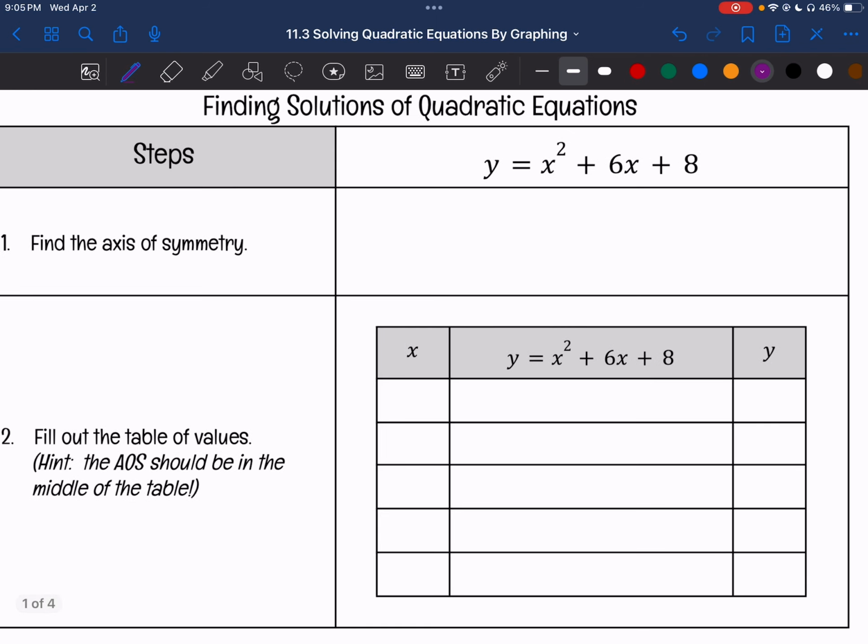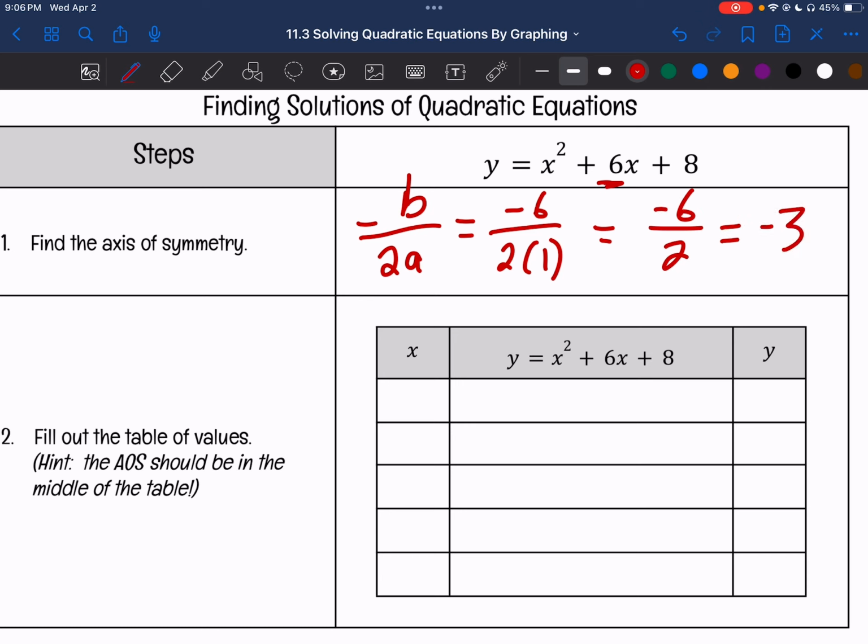So how do we find solutions of quadratic equations by graphing? Because we don't have it in vertex form, we don't have that really easy, convenient way to find our axis of symmetry and vertex, so we're going to have to calculate it. We start by finding the axis of symmetry. If you don't remember from lesson 11.1, it is the opposite of b over 2a. In this problem, b is 6, so the opposite of 6 is negative 6 over 2 times 1. So we get negative 6 over 2, which simplifies to negative 3.